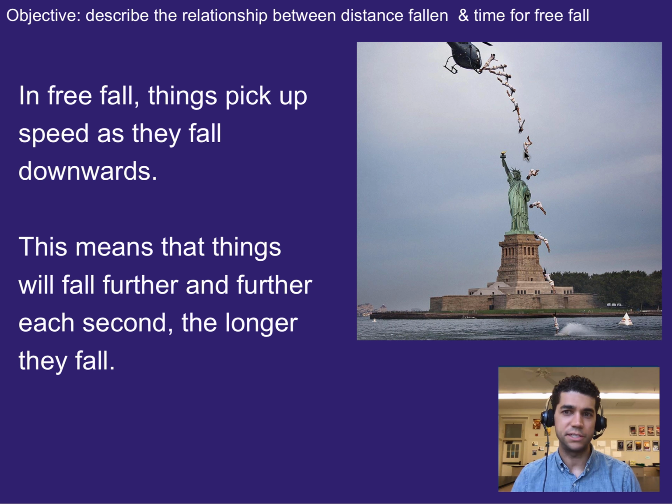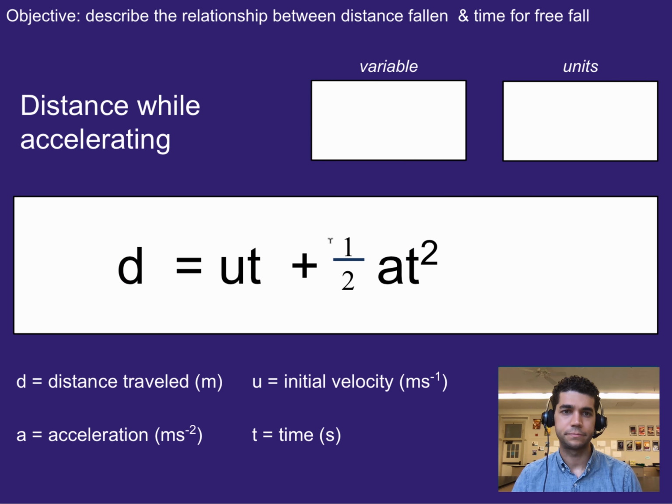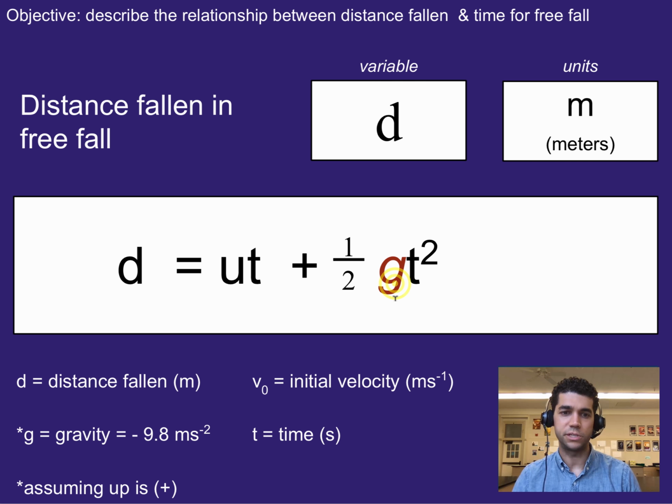Now, these snapshots are probably taken at like 0.1 second intervals or something along those lines. So if we want to calculate that distance, we'd plug into our good old familiar equation of d equals ut plus 1/2 at squared. But since we're in free fall, the acceleration is going to be 9.8 meters per second squared. So we'd plug in g for that. The distance here would come out in meters. You'd still use d for distance.